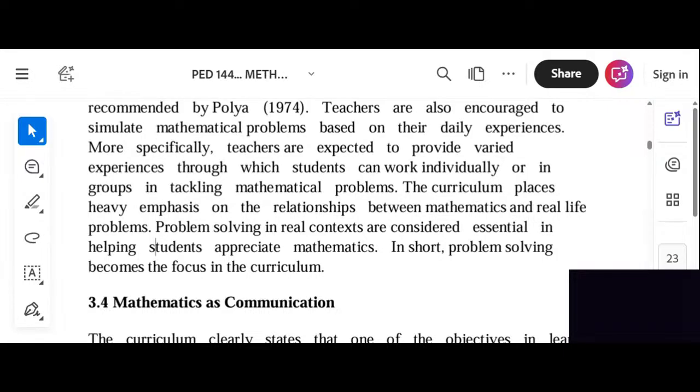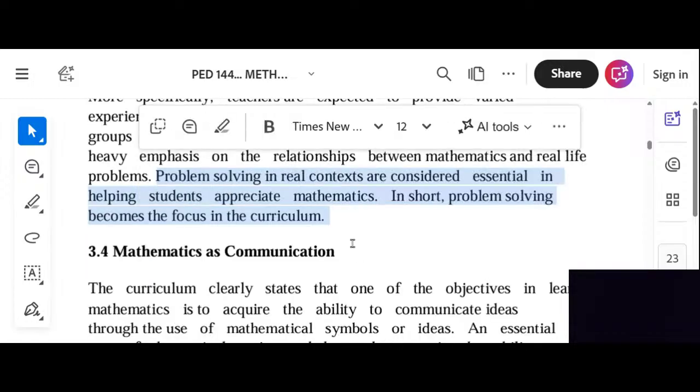The last thing we are going to talk about today is this last part, which says problem solving in real context is considered essential in helping students appreciate mathematics. So in short, problem solving becomes the focus in the curriculum. What they're trying to say is that this new nine year basic mathematics education is focused primarily on problem solving.